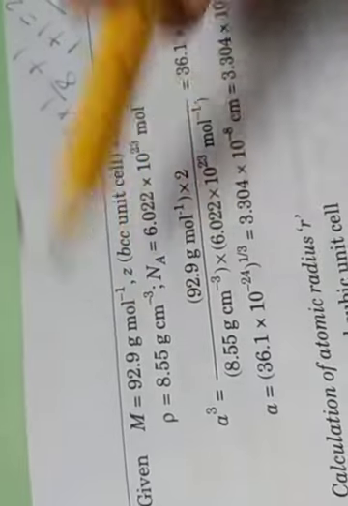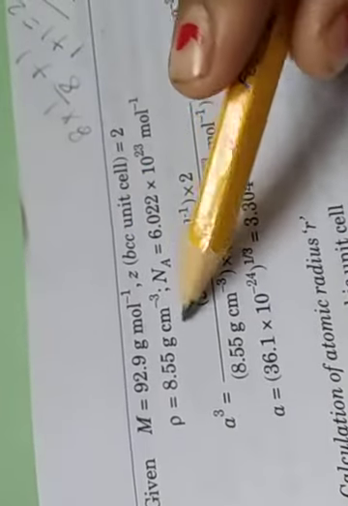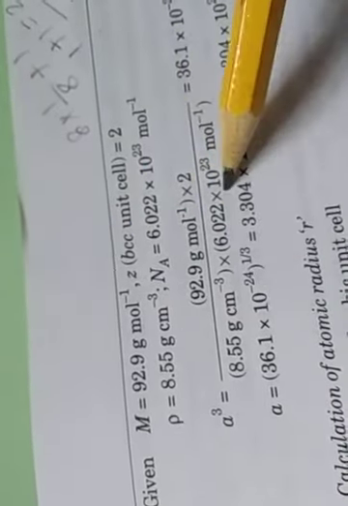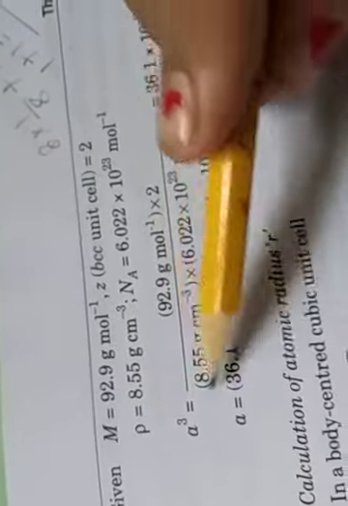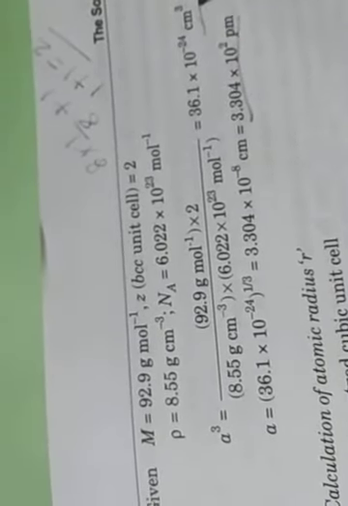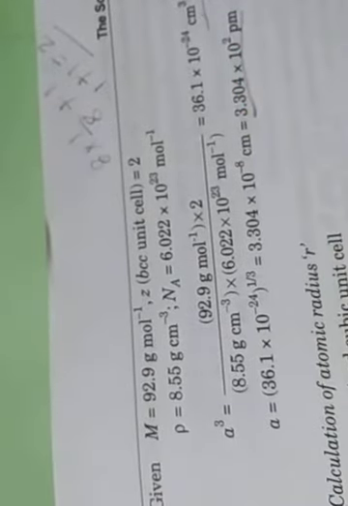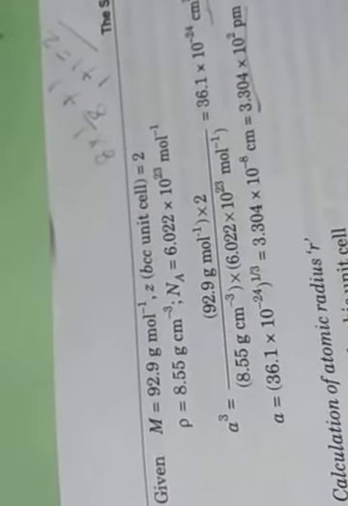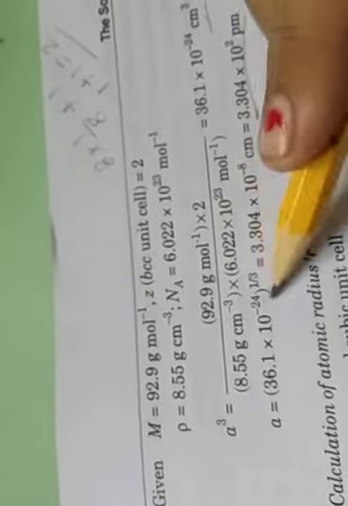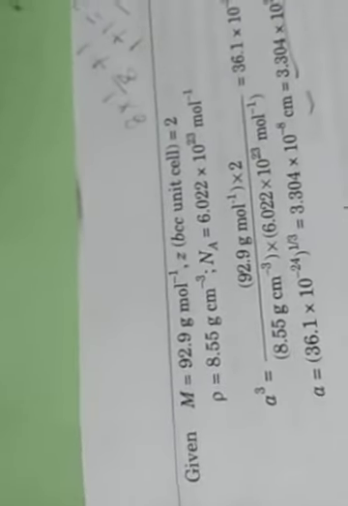So we have the M value, the Z value, the rho value which is density, and then the Na value. Put the values in this formula for a cube, and calculate. First you find this value in centimeter cube, because the edge length is in centimeters, so take the cube root. Then your choice is to convert it into picometers, otherwise keep it in centimeters.